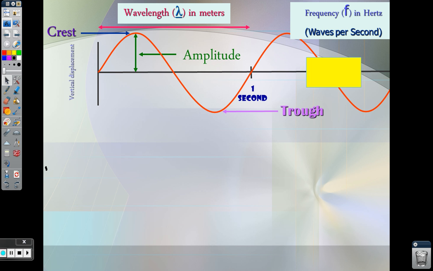Divided by 2, in a 1 second section. So how many crests do we have in the 1 second section? 1 crest. How many troughs in the 1 second section? 1 trough. That equals 2, divided by 2 equals 1. Unit: 1 hertz.